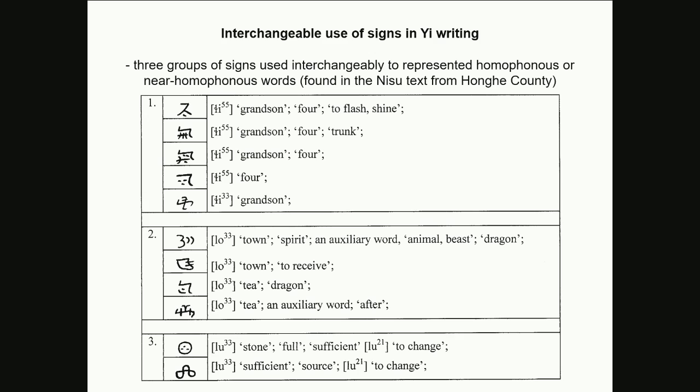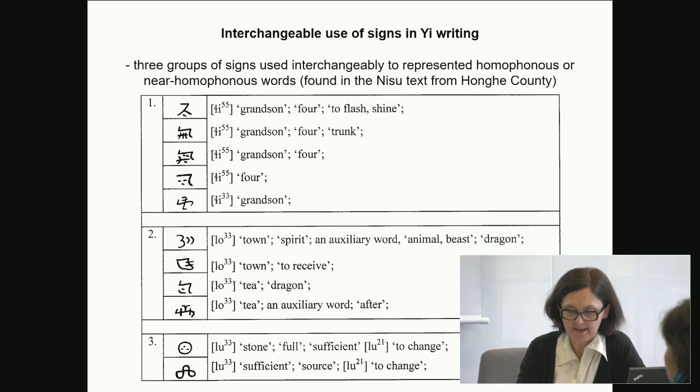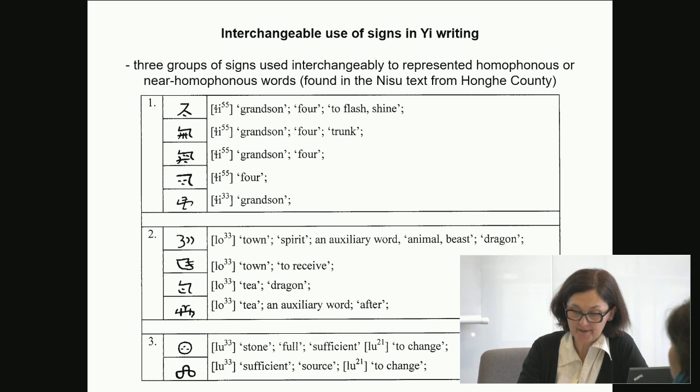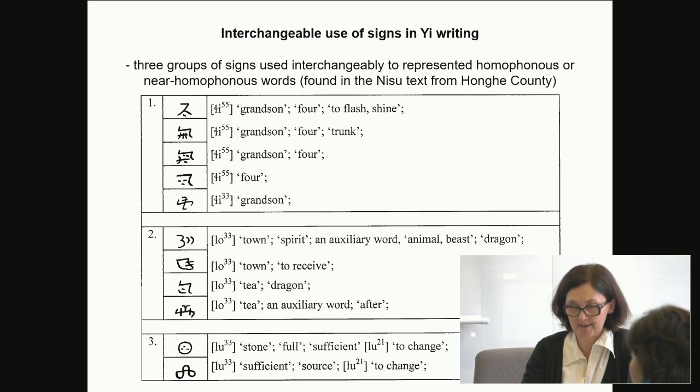This feature is illustrated with three groups of graphs that were found in a text from Xinping County representing Nisu variety. The interchangeable use of signs seems to be a typical convention of using the graphs in the scripts. I attested it in the 20 texts representing all varieties of the traditional writing. It seems to confirm that the phonetic principle was the dominant factor which determined the convention of using graphs in the scripts. The interchangeable use of several signs to represent several meanings indicates that the sound value of a given morpheme determines the relatively free choice of a proper sign to represent the morpheme.